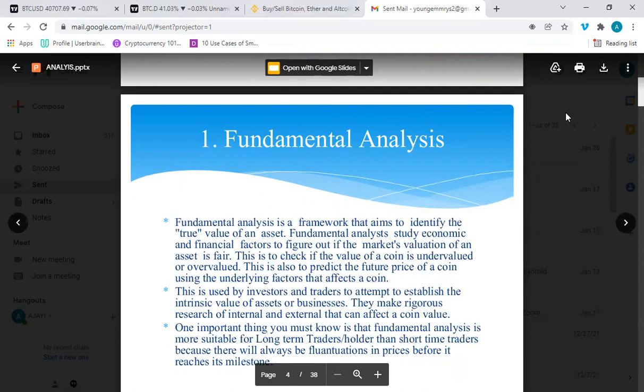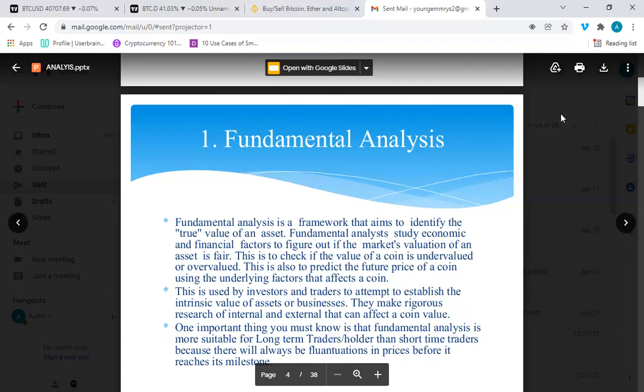Fundamental analysis is the framework that aims to identify the true value of an asset in the long run. Now, I know one thing about fundamental: you check everything, you check how the coin is created. You don't check the price history. You check how the coin is created. You check fundamentals and both economic and financial factors.